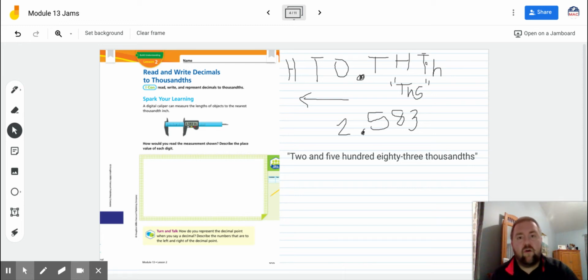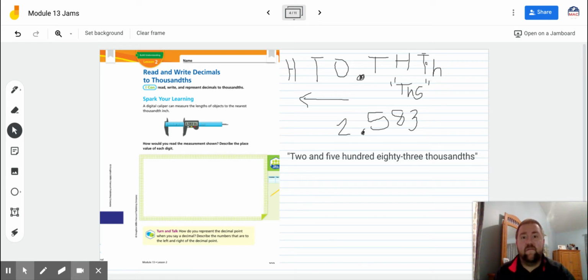A couple key vocabulary terms that we're going to be dealing with here today, guys, are place value and value. When we look at the hundreds, tens, ones, tenths, hundredths, thousandths, those are all the place value columns. So when it says to describe the place value of each digit, you would say, in this example, our 2 is in the ones place, our 5 is in the tenths place, our 8 is in the hundredths place, and then our 3 is in the thousandths place.